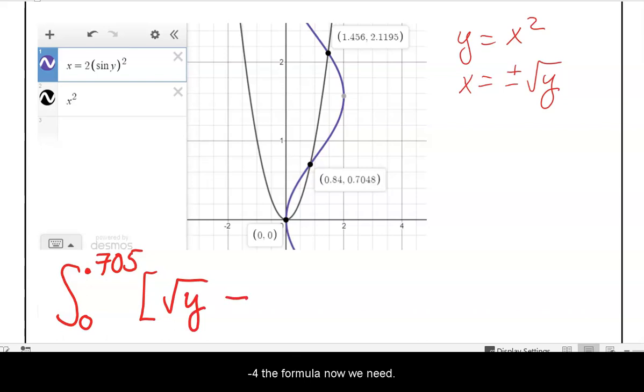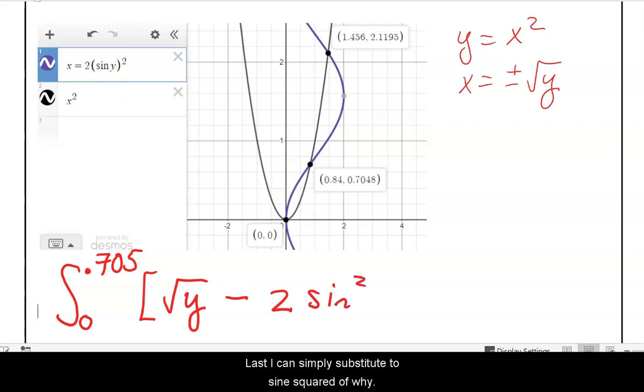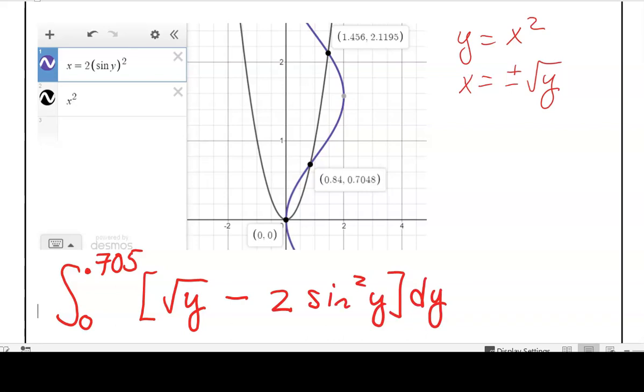Minus, for the formula, now we need the graph that is on the left side of that first closed region. That is this equation here, which is already solved for x. Thus, I can simply substitute 2 sine squared of y, all with respect to y.